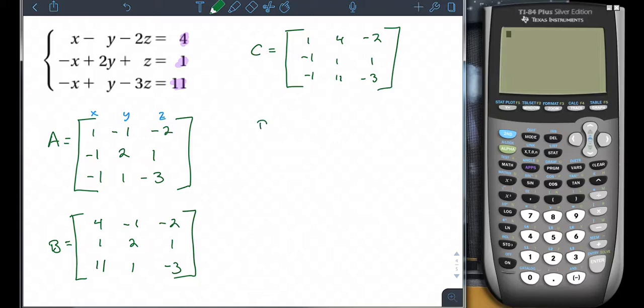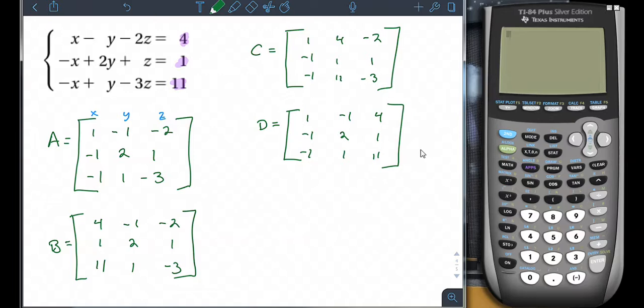For D, I'm solving for Z. So now I'm going to change the Z values, just the Z column, because I'm using this one to solve for Z. So in this case, I'm going to change it to 4, 1, 11. So now that I have my four matrices, I'm going to go to my calculator.